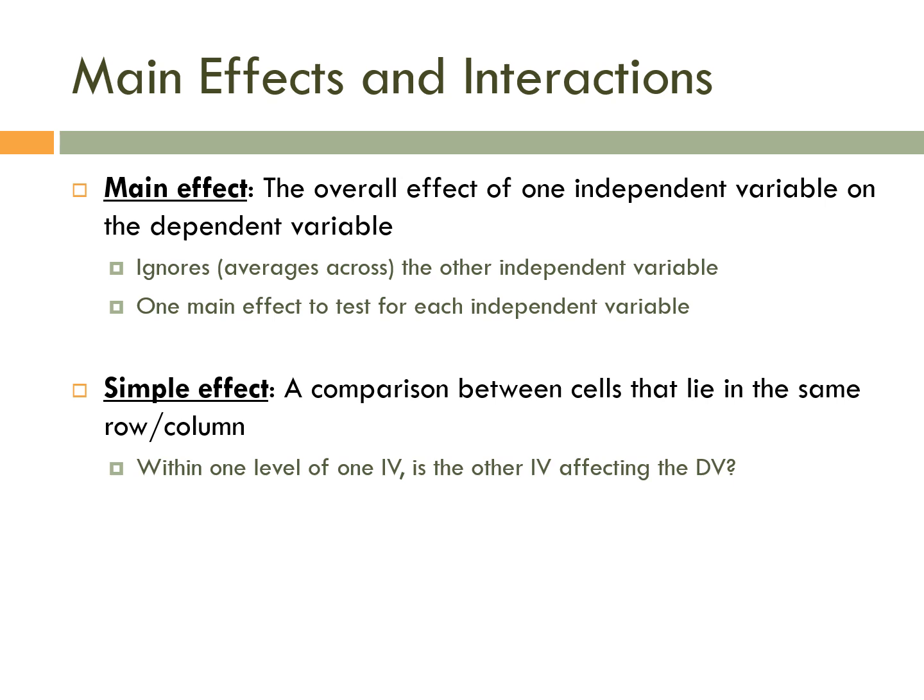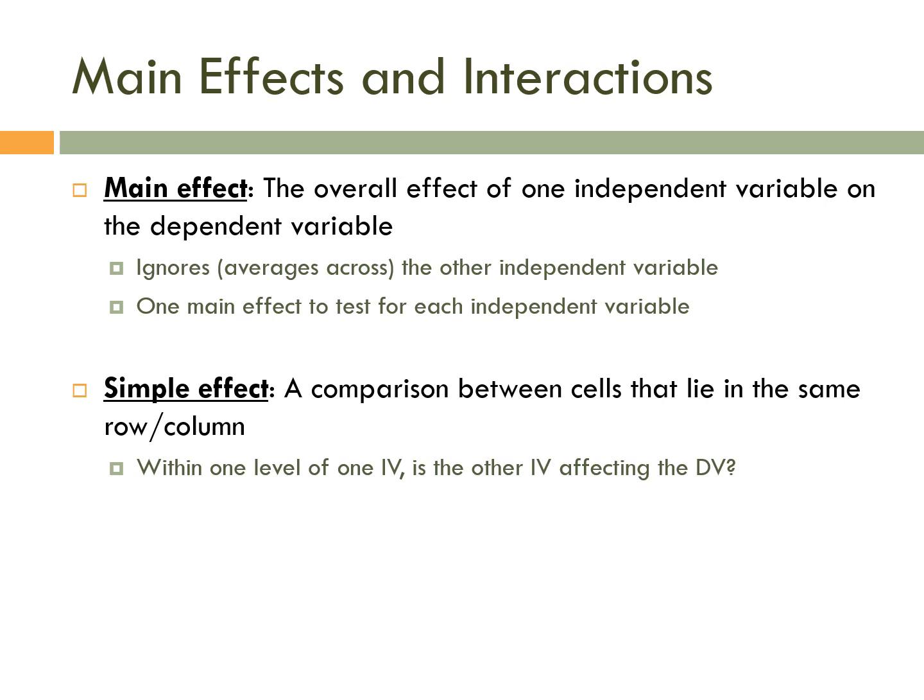So we now have two different things that we're looking for in a factorial ANOVA. The main effects, which is just the single independent variable related to the dependent variable, and then the simple effects, which are the effect of one IV on the DV when looking at only one level of the other independent variable, looking at those cell comparisons within a single row or column.